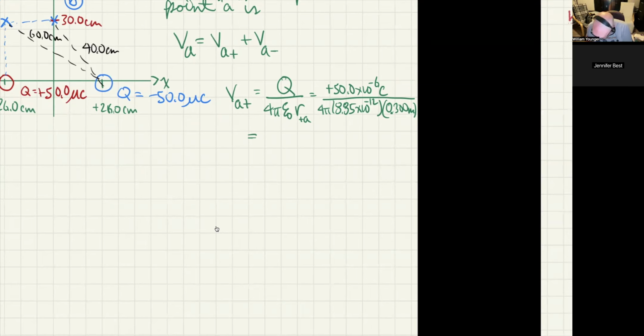We're going to multiply this out. I'm going to say 50 times 10 to the negative 6 divided by parentheses 4 times 3.14159 times 8.85 times 10 to the negative 12 times 0.3, close parentheses, and this gives me 1.4986. Now, I was only using 3 sig figs, but like always, I try to give a couple extra sig figs. So 1.4986 times 10 to the sixth.